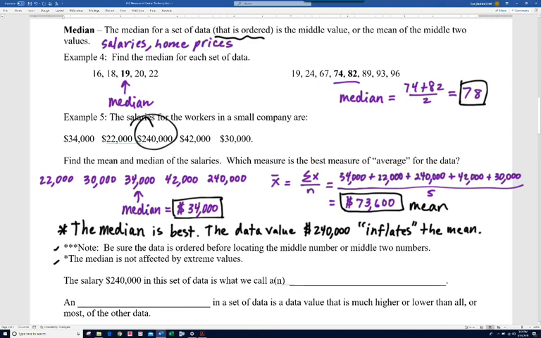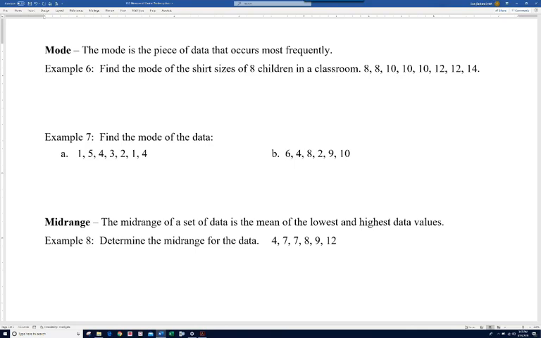All right, so I want to make one last comment here. The salary $240,000 in this set of data is what we call an outlier. An outlier in a set of data is a data value that's much higher or lower than all or most of the other data. All right, let's go ahead and move on to the next page.